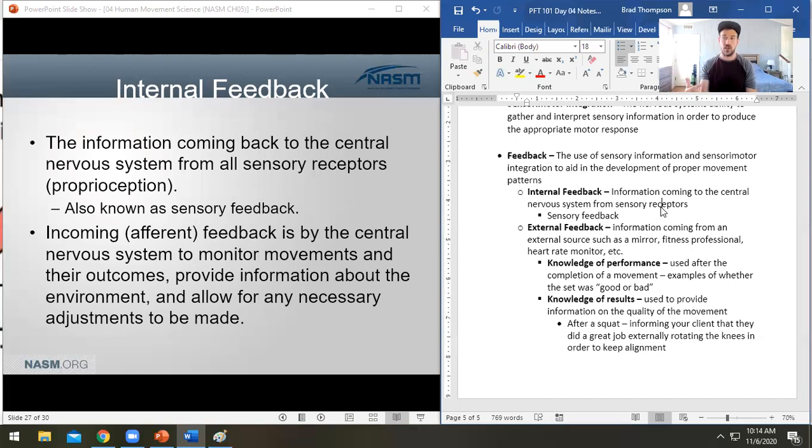So what you're doing as a coach is encouraging your client to have internal feedback, right? Do you feel how that's different? This is different than this. And they go, oh, okay, yeah, I start to feel that. Great. I want you to pinch those shoulder blades back every single time. I want you to feel that, right?